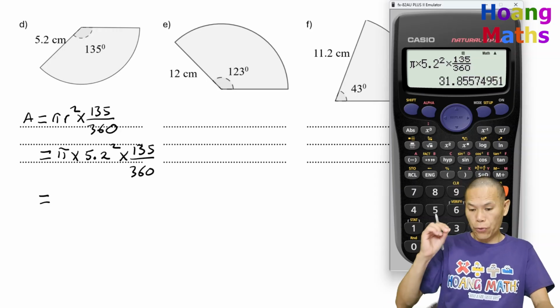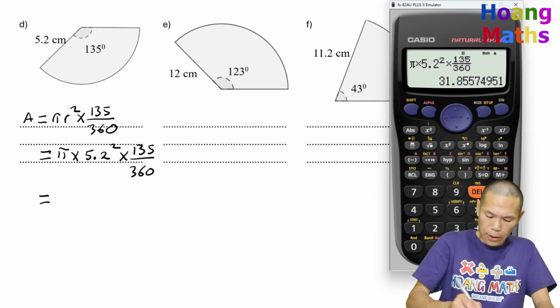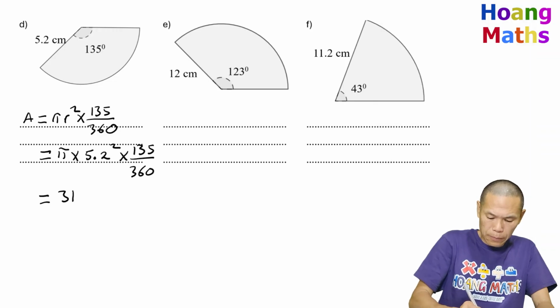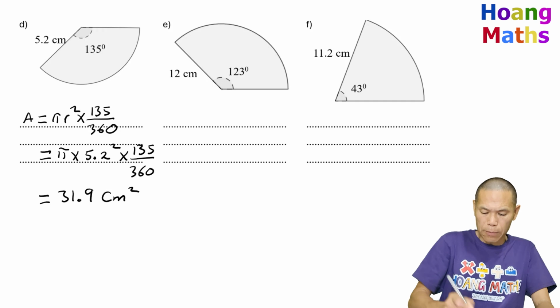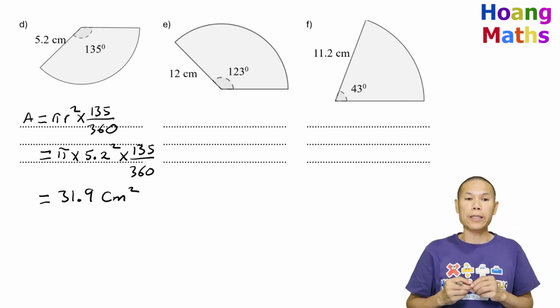So there you go, 31.9, correct to one decimal place. So 31.9 square centimeters. So there you go, and I hope you got it correct.